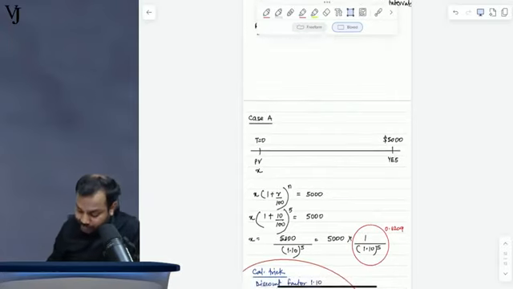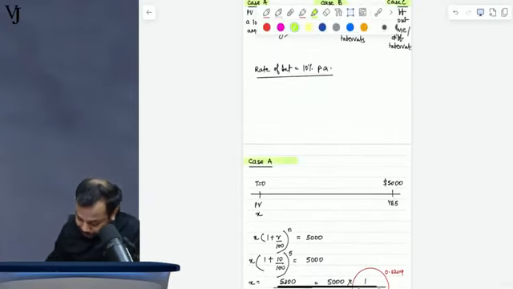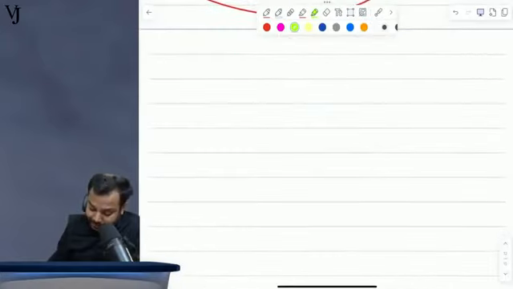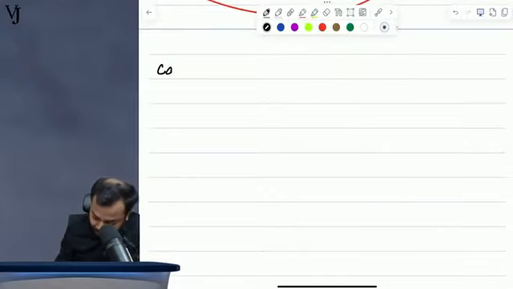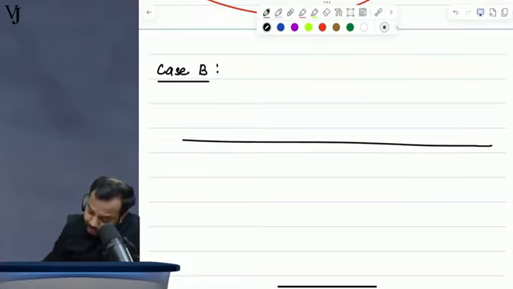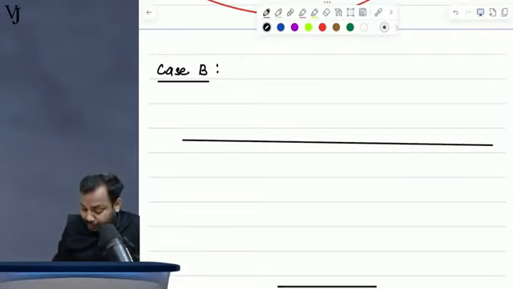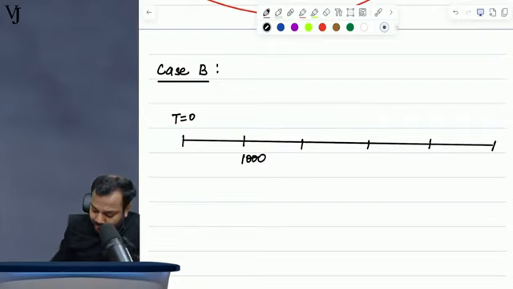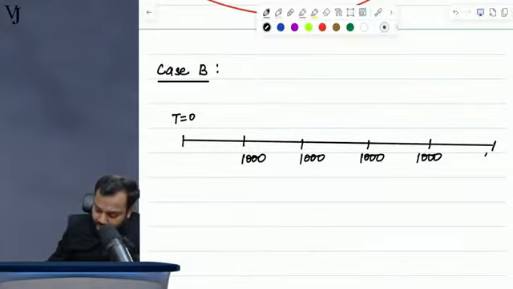Okay, now this is case A. Now moving on to case B. In case B, what happens? Again 5,000, but here T equals 0, then 1, 2, 3, 4, 5. Here you have to pay 1,000 each year. So what is the present value of all?